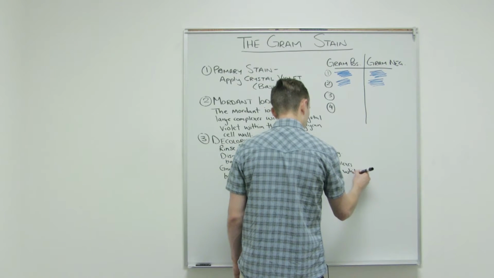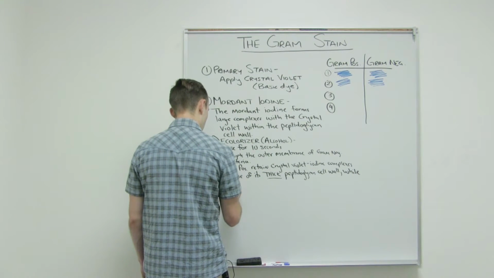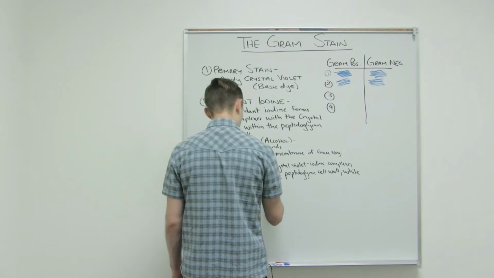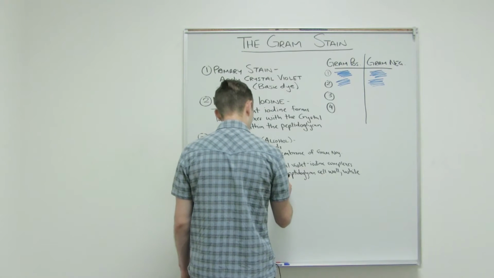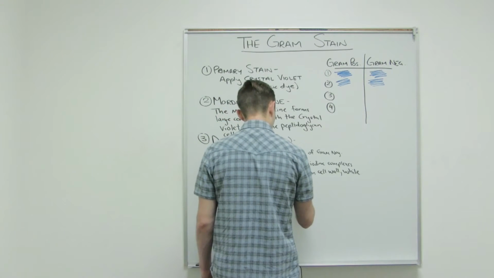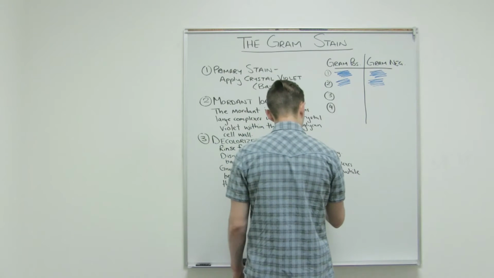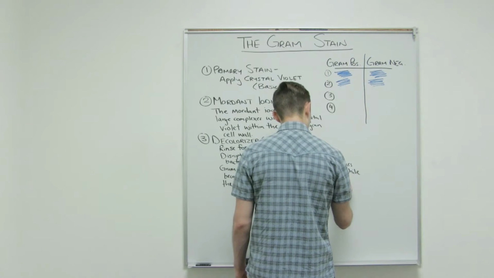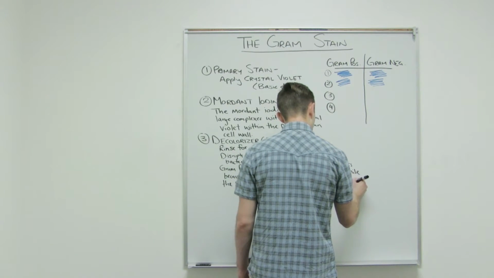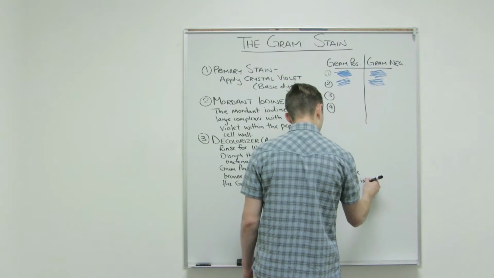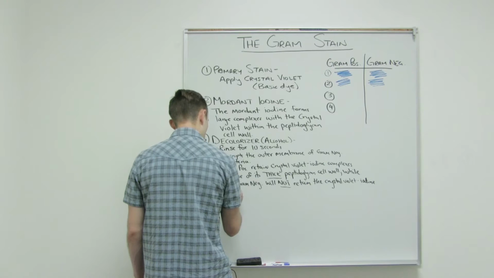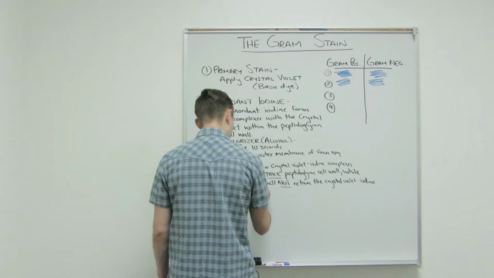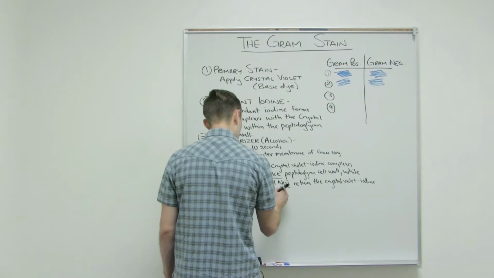While the gram-negative bacterium will not retain the crystal violet iodine complexes because of its thin peptidoglycan cell wall. Keyword is thin.